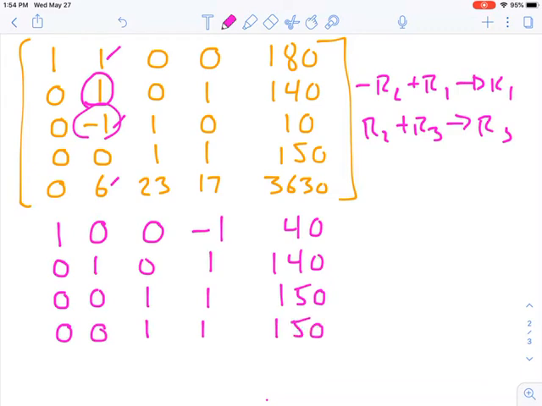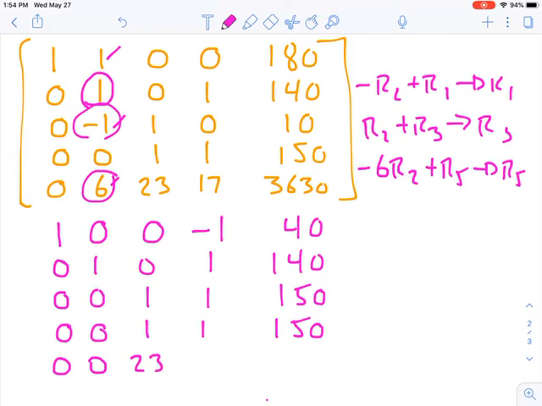Row 5, need to get rid of the 6. So it looks like if I take negative 6 row 2 plus row 5, I can replace row 5. So we're going to end up with a 0 here. A negative 6 times 1 is a negative 6 plus 6 is 0. Negative 6 times 0 is 0 plus 23. And a negative 6 times 1 is a negative 6 plus 17 is 11.